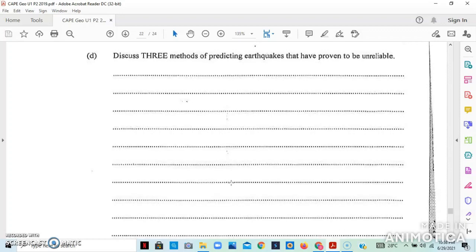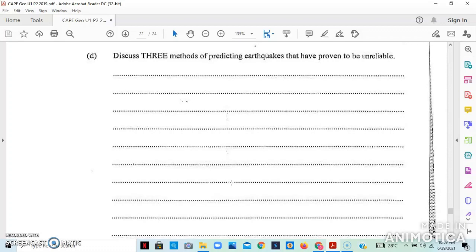Now, they also look at the radon gas emission, and radon gas is a radioactive gas released when rocks are under stress. However, based on research, this method is not effective because the rocks go under stress, but they don't have to break to form an earthquake. They don't have to break at all. However, the gas is still released, so this is not effective.